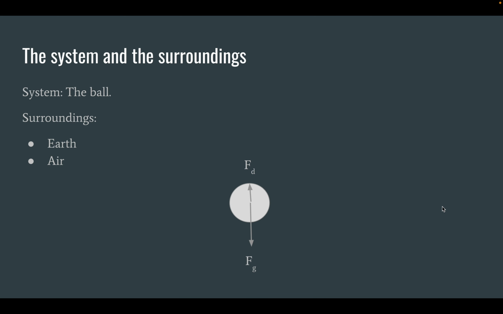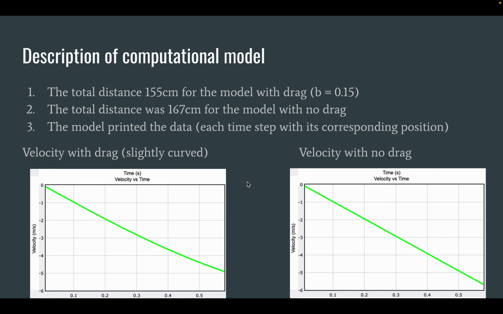So, the system and the surroundings. The system is the ball, and the surroundings are Earth and air. This is the force by gravity, and this is the force by drag by air.